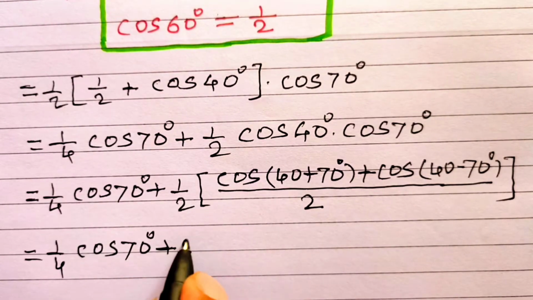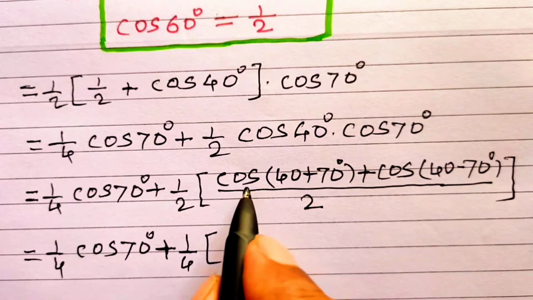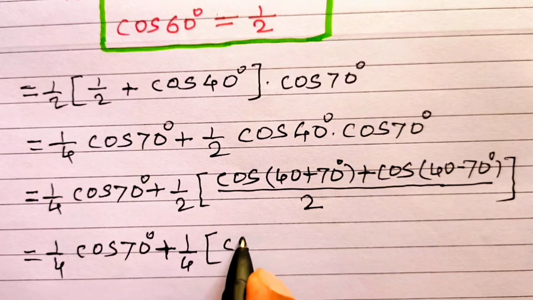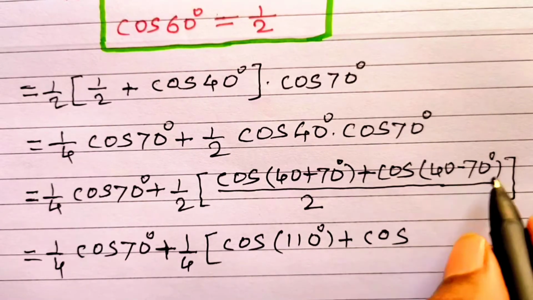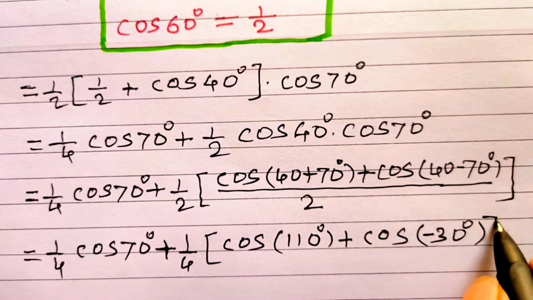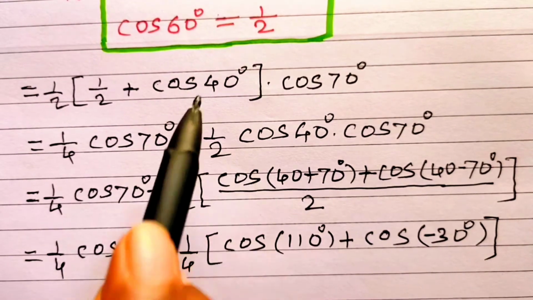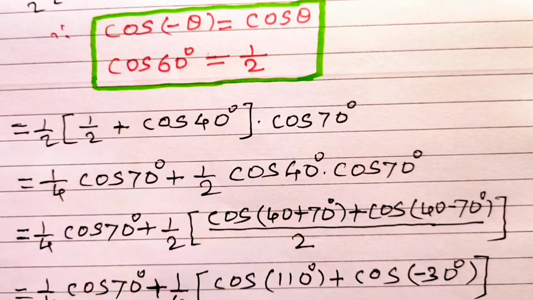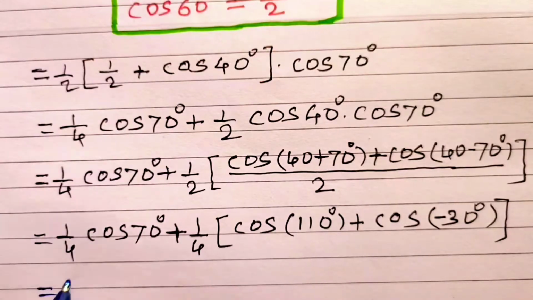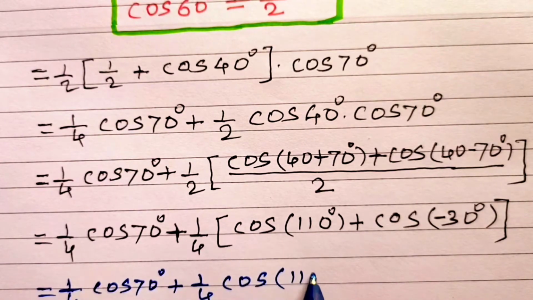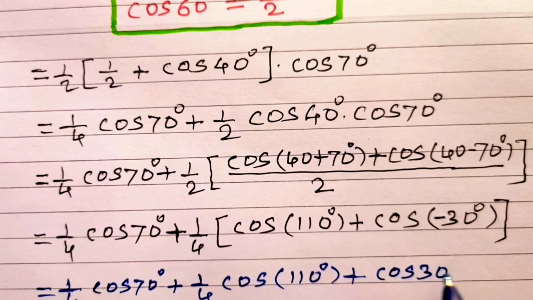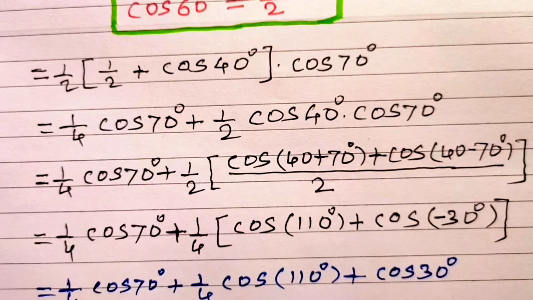1 upon 4 into bracket cos of 40 plus 70 can be written as cos of 110 degree plus cos of 40 minus 70, that is minus 30 degree. But you know, by the formula cos minus theta is equal to cos theta. So we can write 1 upon 4 cos of 70 degree plus 1 upon 4 cos of 110 degree plus cos of 30 degree. But we know cos 30 degree is equal to root 3 divided by 2.